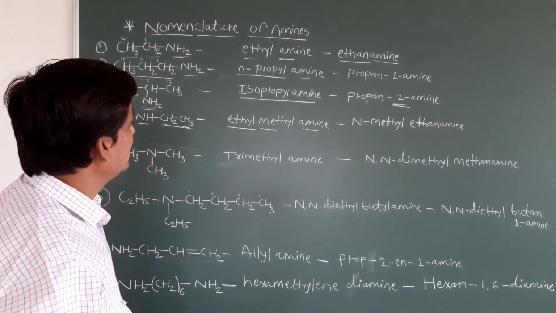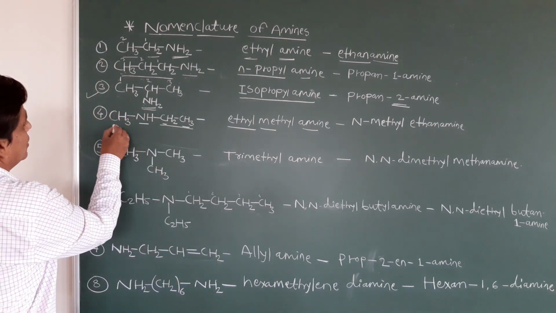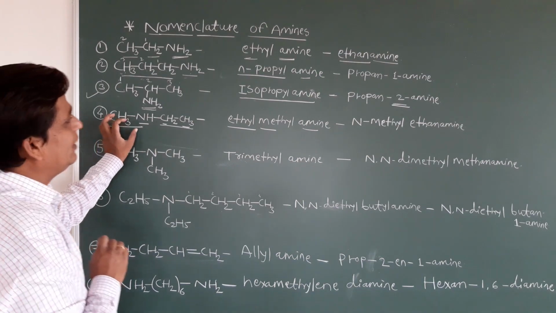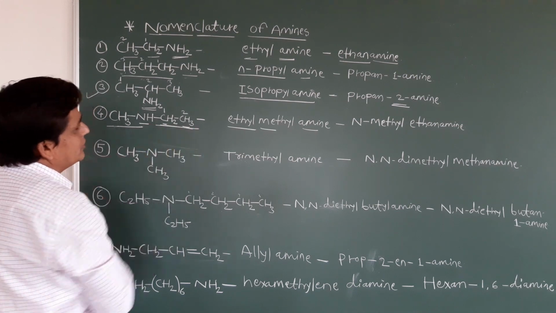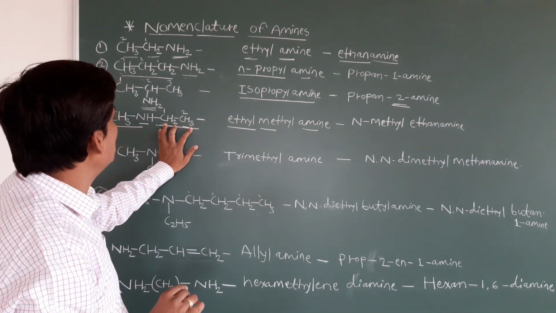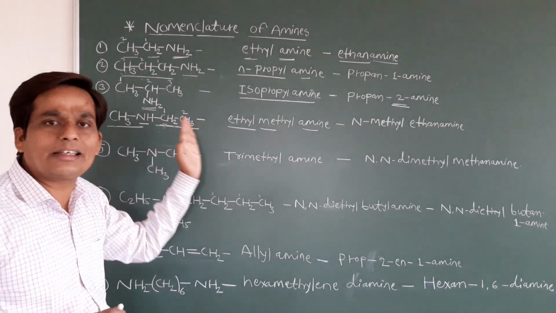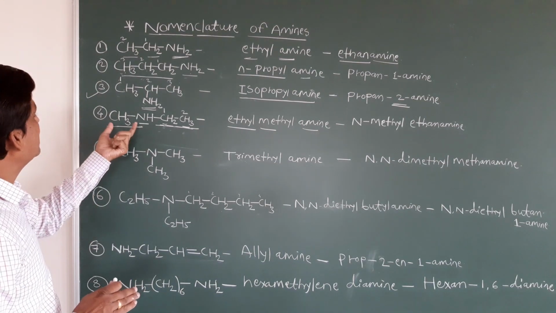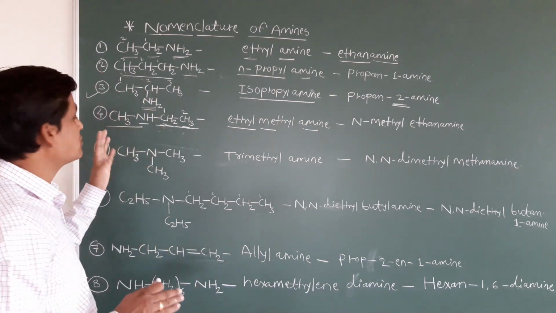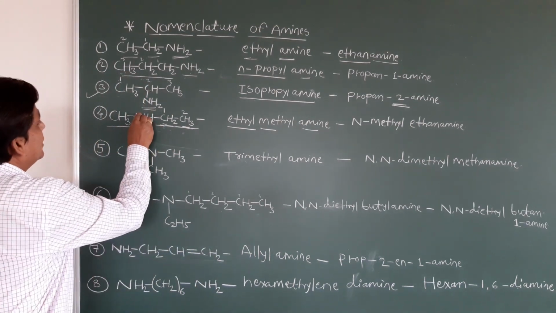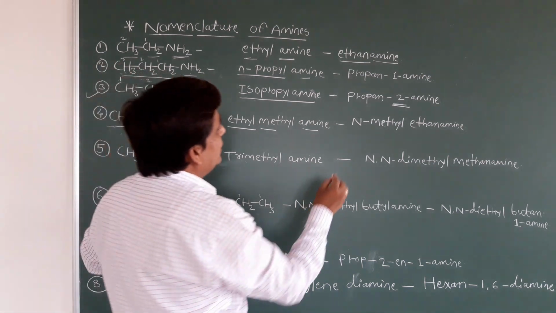What about the IUPAC name? Whenever you give the IUPAC name, you consider the small alkyl group first, that is N-methyl, and you have to select the longest chain. So this is your chain, 1, 2, means 2 carbon. This you can consider as the parent alkane, 2 carbon. The longest chain you consider as the parent alkane, and the small chain you consider as an alkyl group which is attached to the amine group. Here this methyl is attached to this nitrogen, means NH, the amine group. So we can write N-methyl.